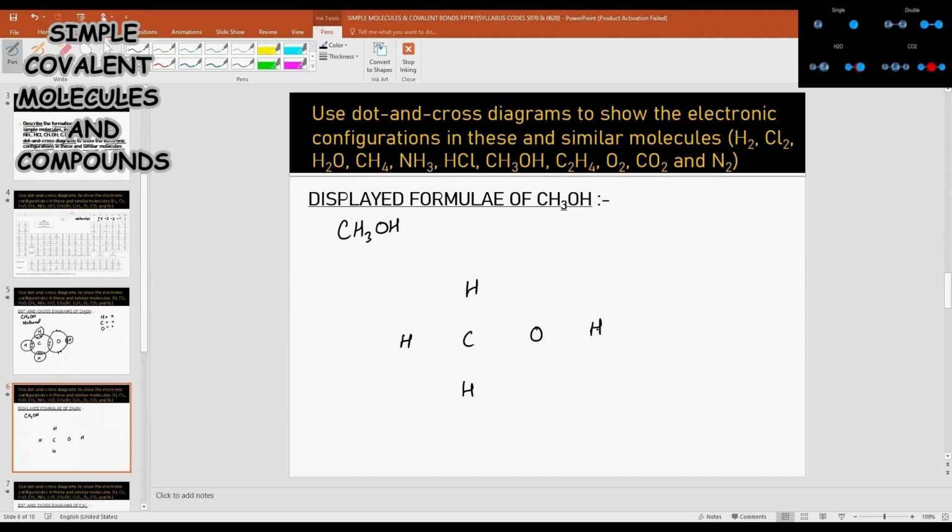Now I'm showing the one pair of electrons with a single dash line. You see, we have only single covalent bonds between each atom. So this is an example of a molecule having only single covalent bonds.